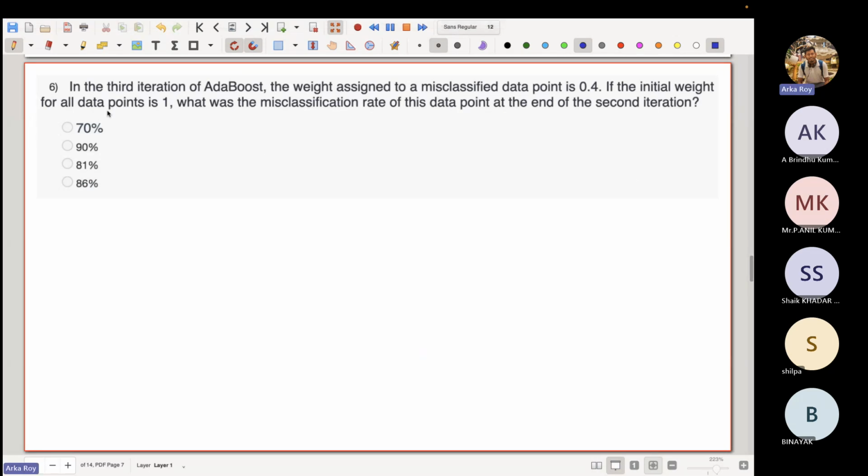Okay. Here is a small correction. In the second iteration of AdaBoost, the weight assigned to a misclassified data point is 0.4. So W2 is 0.4, if the initial weight for all data points is 1, so W1 is 1. What is the misclassification rate? The misclassification rate is epsilon of the data point at the end of the second iteration.